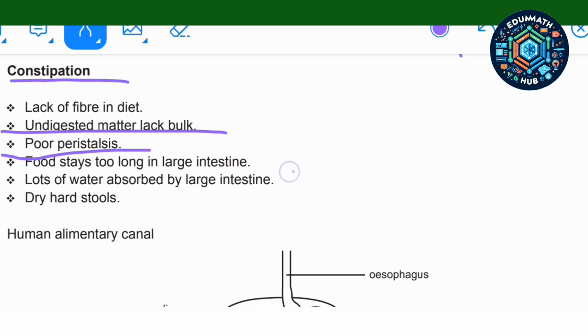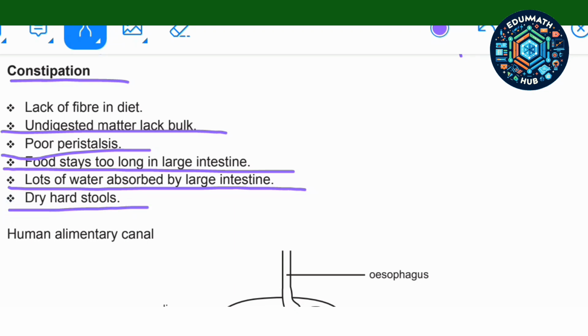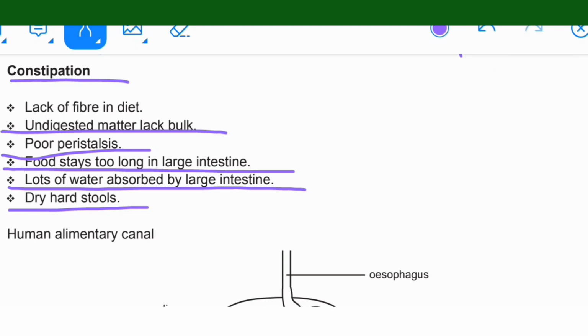So the food stays too long in the large intestine. When the food stays too long in the large intestine, the body will absorb all the water in the food. Okay, one of the functions of the large intestine is to absorb water from the food. And since the water has been absorbed, the food will become dry. It will cause the person to pass dry stool. When the person is defecating, it's very, very hard. The person will feel pain because the stool is dry. The food has stayed too long in the large intestine.